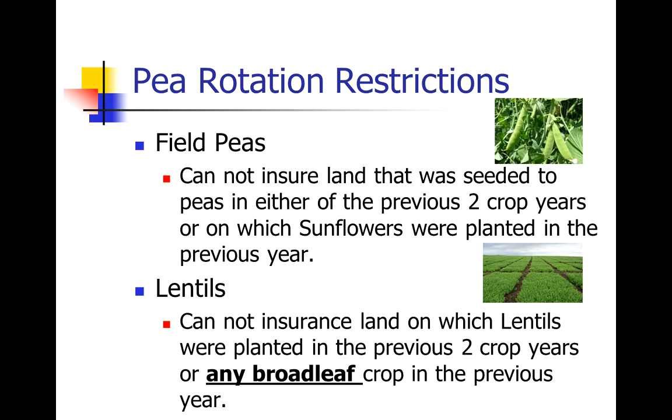And on lentils, kind of the same thing. You can't insure any land in which lentils were planted in the previous 2 crop years, or any broadleaf crop in the previous year. So obviously any broadleaf crop could entail all kinds of things. Peas would be one thing, but alfalfa, canola, you could go through a whole list of things that would fall into that category. So basically, unless you have a grass crop before the lentils, you can't seed them and have them insured.